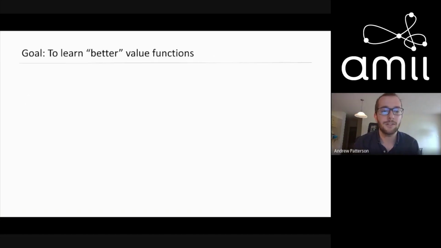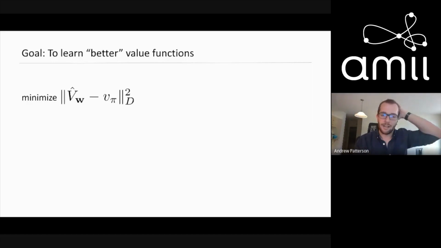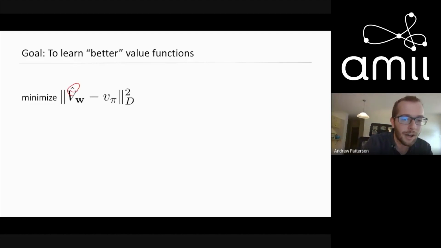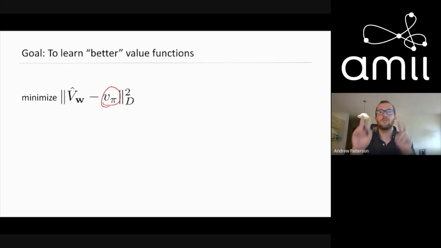My goal is to learn better value functions. If I put "better" in quotes here, better can mean a lot of things to a lot of people. So to be specific, my goal is to minimize this prediction error, this mean squared value error. What I have here is a hat on this V that tells me I'm learning this V, I'm estimating this quantity. It's parameterized by some values W, and I'm trying to minimize the distance between it and some true value function, if you will, some V pi. These are values that are given to me by the MDP.